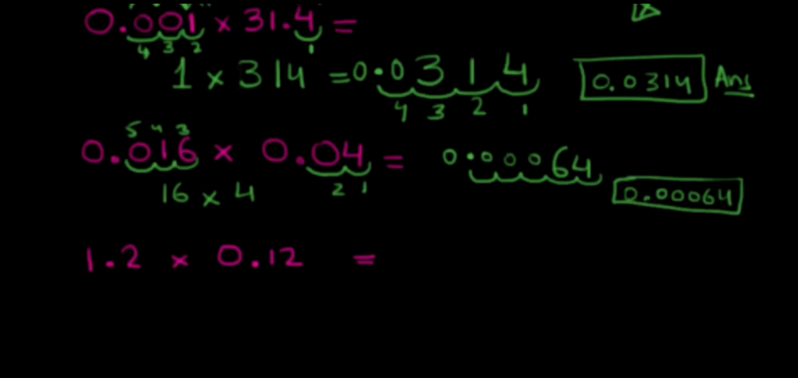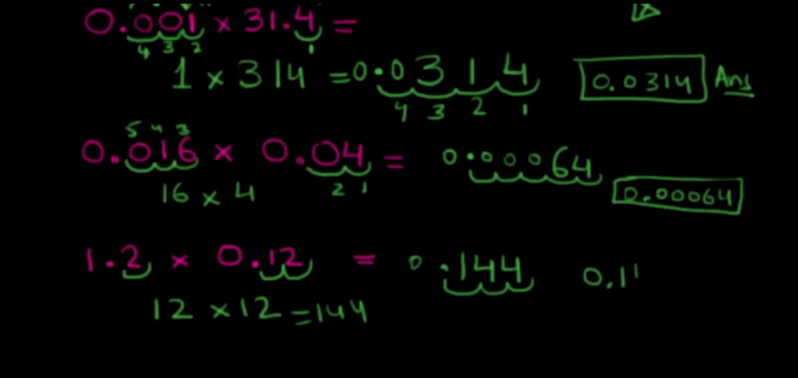Easy peasy, we don't care about the decimal in multiplication. Next question, again, what do we do? Ignore the decimal. 12 times 12, do we know this? I haven't done the table of 12 yet, but I'm hoping you know it. 12 times 12 is 144. I count back the decimal places, 1, 2, 3. 3 decimal places, and that's the solution, 0.144. So that's how easy multiplying is with fractions.